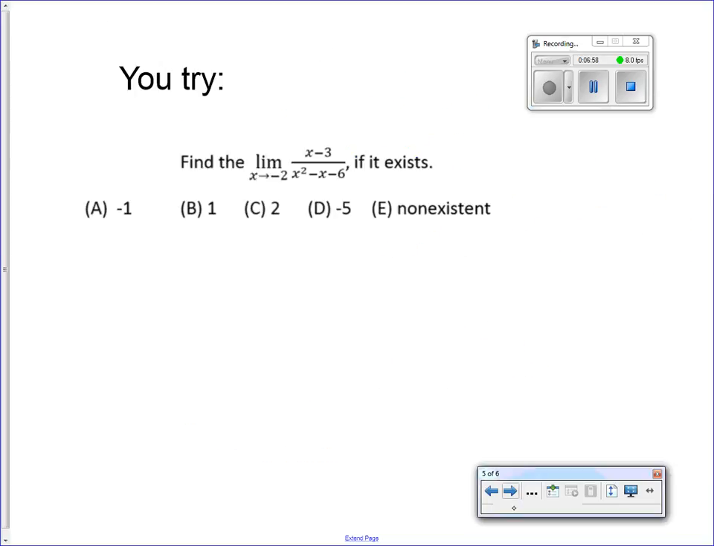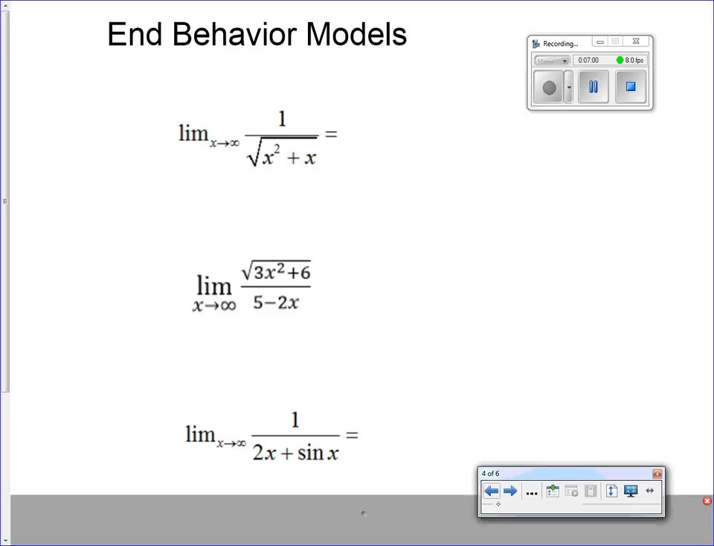The last thing we need to look at are what are called end behavior models. Now, there's a really super technical way to do an end behavior model, but I'm going to show you how I think through this in a way that I believe is sufficient for the AP Calc exam. So take a look at the first one, the limit as x approaches infinity of 1 over the square root of x squared plus x.